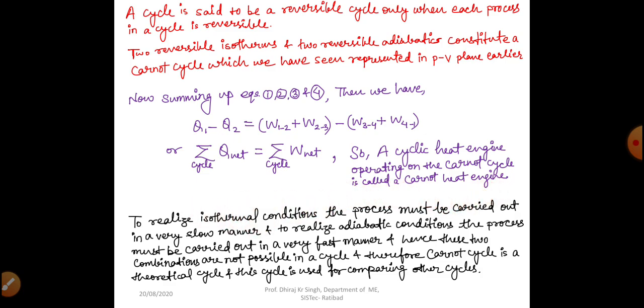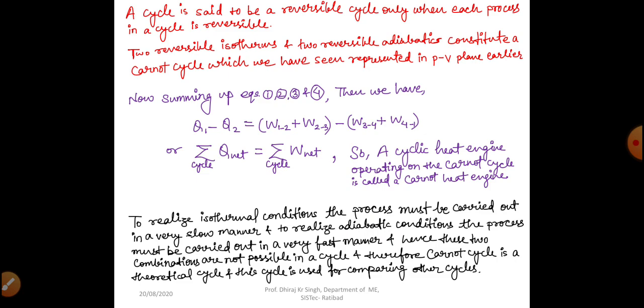My dear students, a very important point I want to discuss here: we are combining 2 isothermal processes with 2 adiabatic processes. To realize isothermal conditions, the process must be carried out in a very slow manner. That means an isothermal process is a very slow process. And to realize adiabatic conditions, the process must be carried out in a very fast manner. An adiabatic process is a very fast process, and hence the 2 combinations are not possible in a cycle.